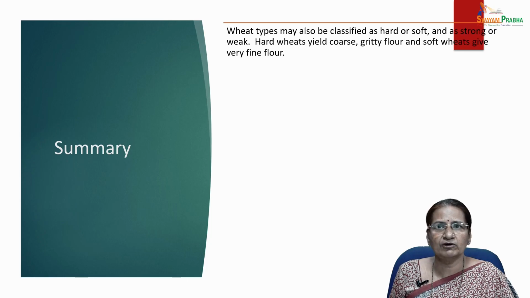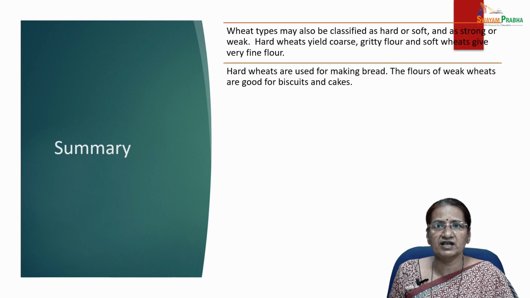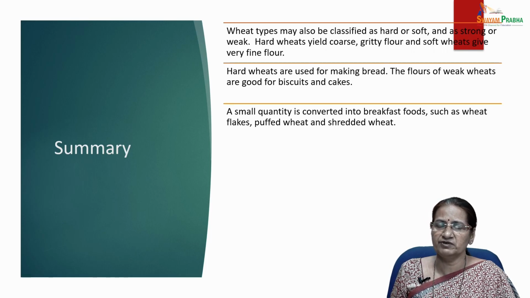Wheat types may also be classified as hard or soft and as strong or weak. Hard wheats yield coarse, gritty flour, and soft wheats give a very fine flour. Hard wheats are used for making bread. The flours of weak wheats are good for biscuits and cakes. A small quantity is converted into breakfast foods such as wheat flakes, puffed wheat, and shredded wheat.